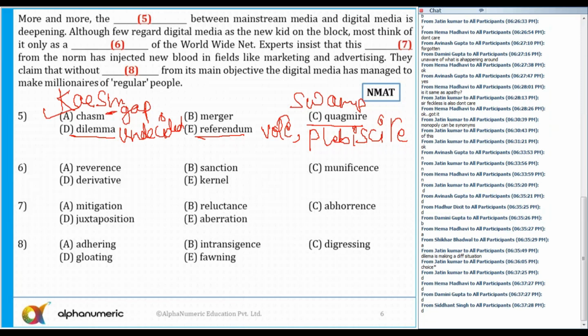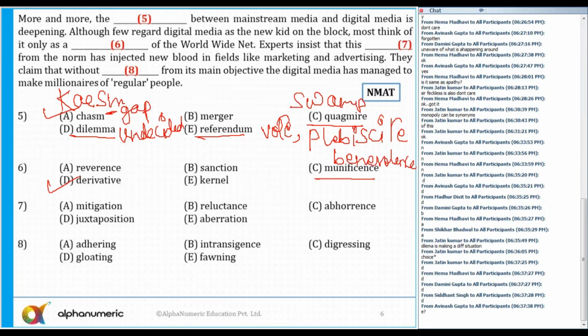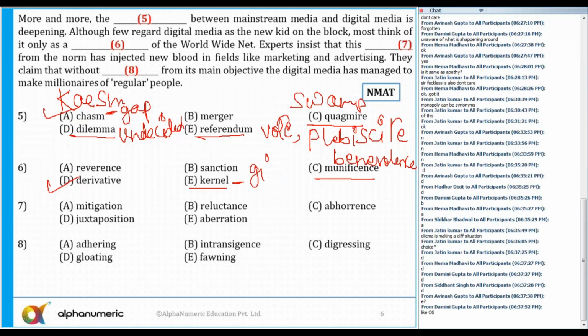Absolutely. Munificence means benevolence. Kernel means something that is very central or essential. Kernel means the gist, something that is the gist, something that is essential. Central or essential is called kernel. Reverence, you all know the reverence is worship and respect.